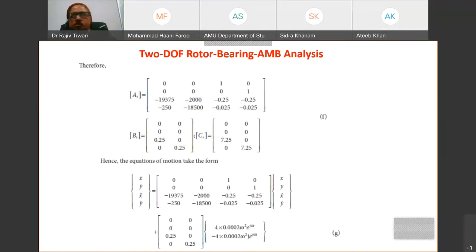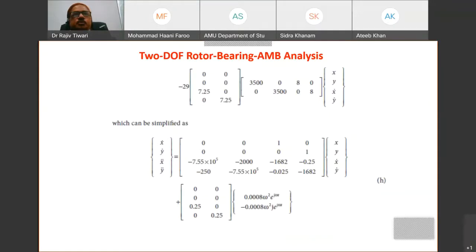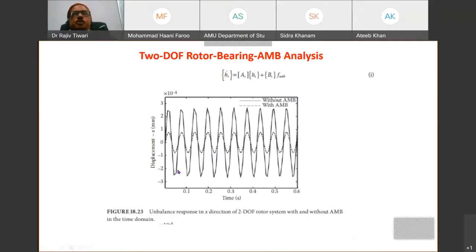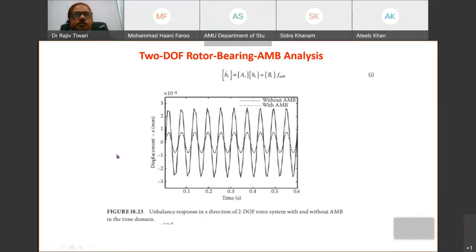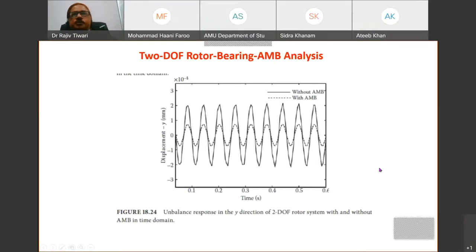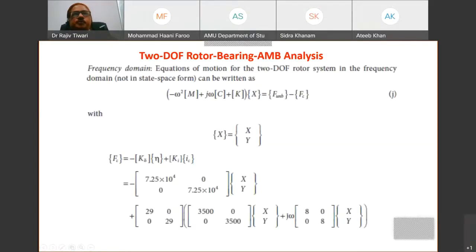These are all the matrices which I showed. As I mentioned, when we convert into state space form, we'll be having a 4x4 matrix. So here also you can see, without AMB and with AMB, a drastic reduction in the amplitude of vibration is taking place. This is in the X direction, this is in the Y direction, because now two plane motion is there. This is in the frequency domain.